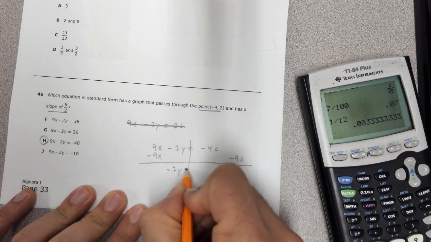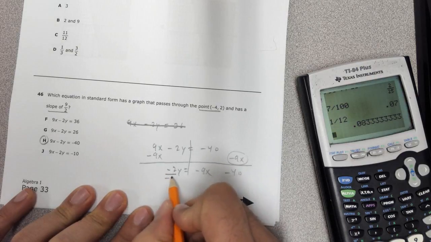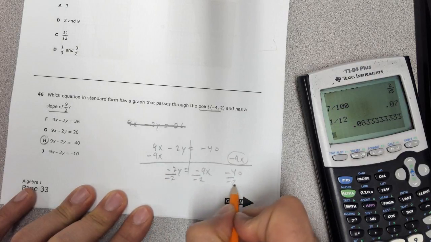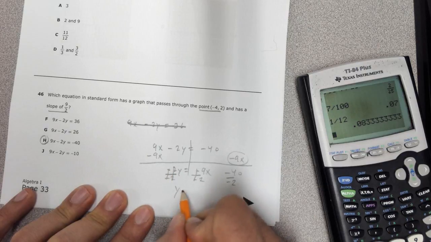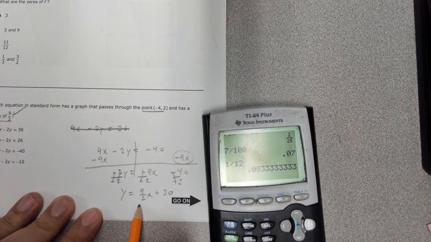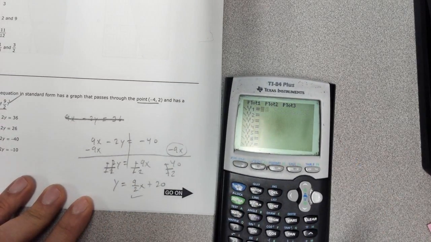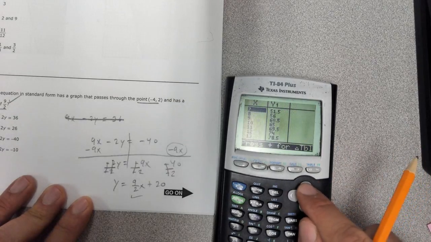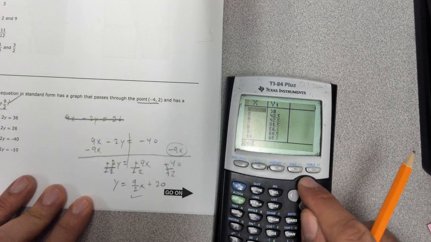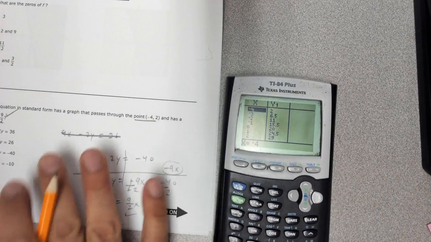Now I have -2y equals, this goes first, -9x minus 40. And divide everybody by that -2. These cross out. So I have y is 9 over 2x plus 20. Now, that solves the slope is 9 over 2. Now, to see if they have this point, I'm going to go to y equals 9 over 2x plus 20. If I just look at the table and go all the way down here to -4, if there's a 2 in front of it, then that works out. And there is. The answer there will be H.